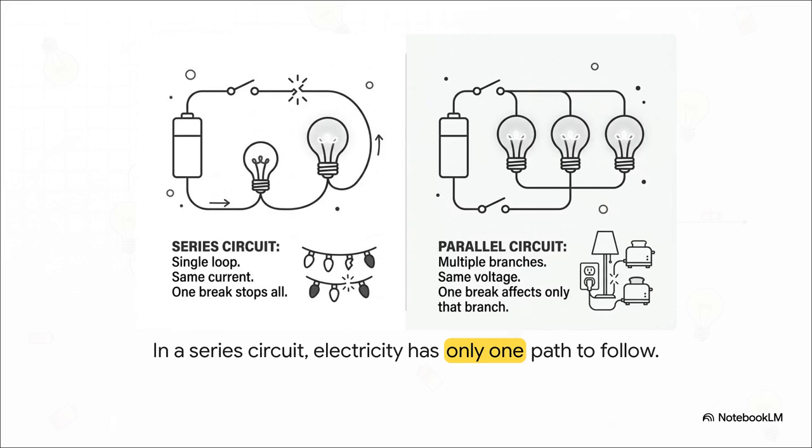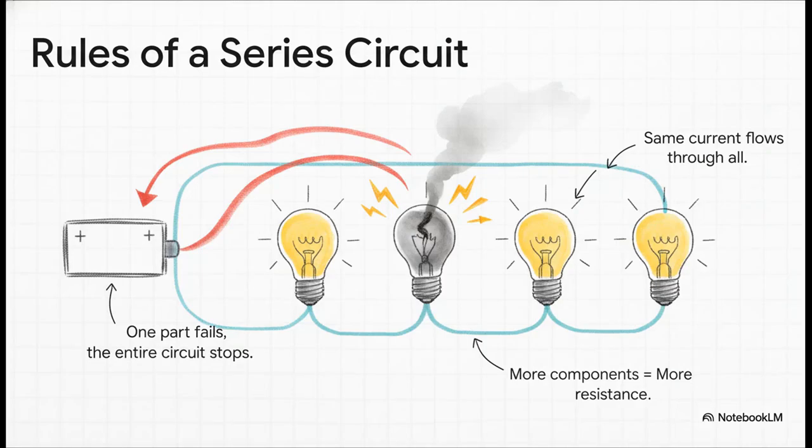Look, the electricity leaves the battery, it has to flow through the first light bulb, then it has to flow through the second light bulb, and only then can it make its way back. There is literally no other way for it to travel. It's an all-or-nothing journey. So what does this one-path rule actually mean in practice?